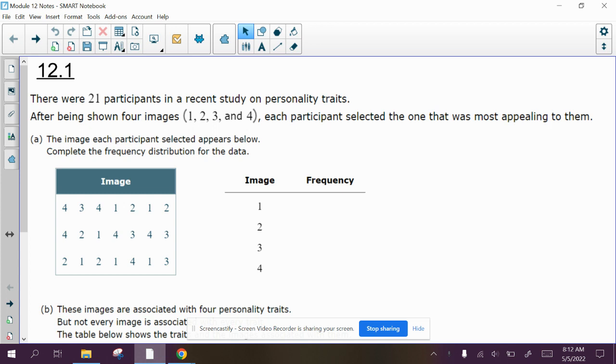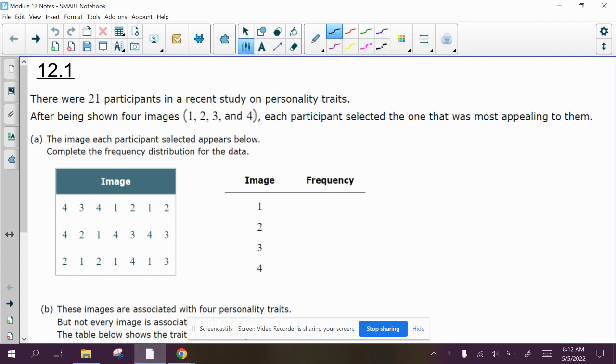Okay, today we will be starting Module 12, which is going to start talking a lot about statistics. So our first problem says, there were 21 participants in a recent study on personality traits. After being shown 4 images, 1, 2, 3, and 4, each participant selected the one that was most appealing to them. A says the image each participant selected appears below. Complete the frequency distribution for the data.